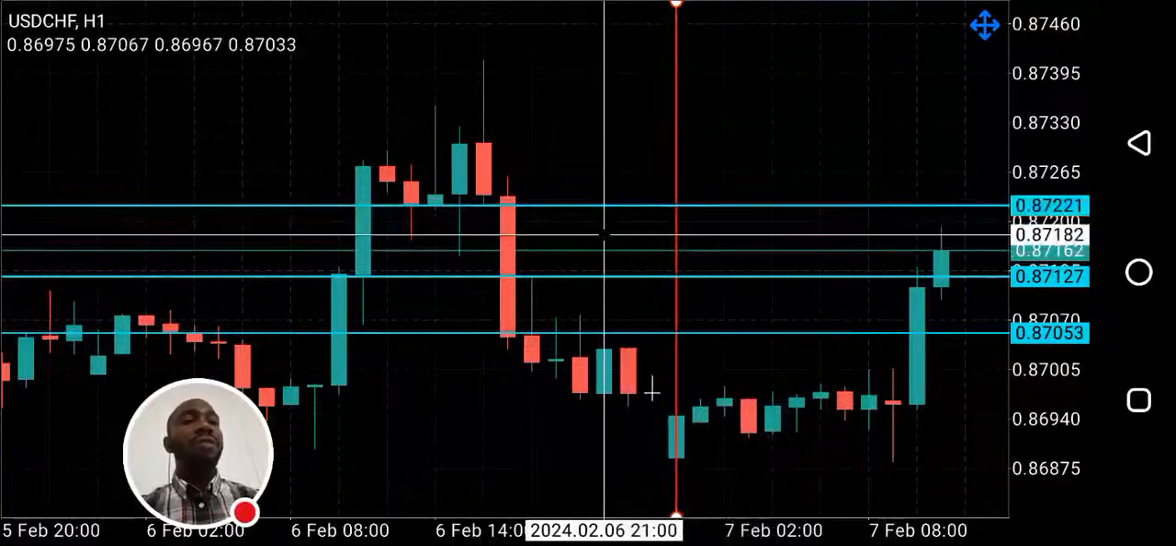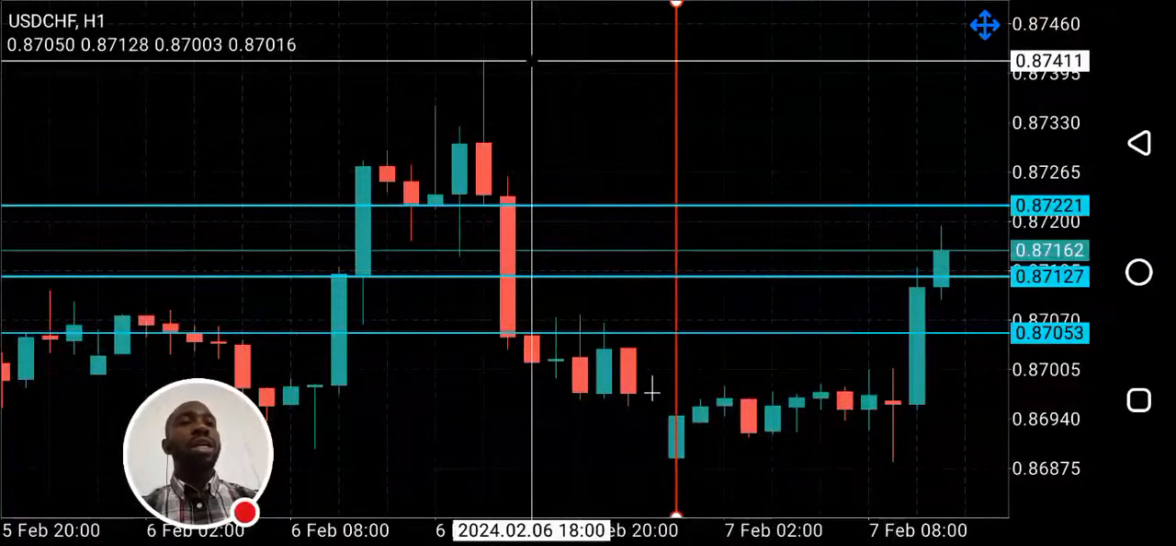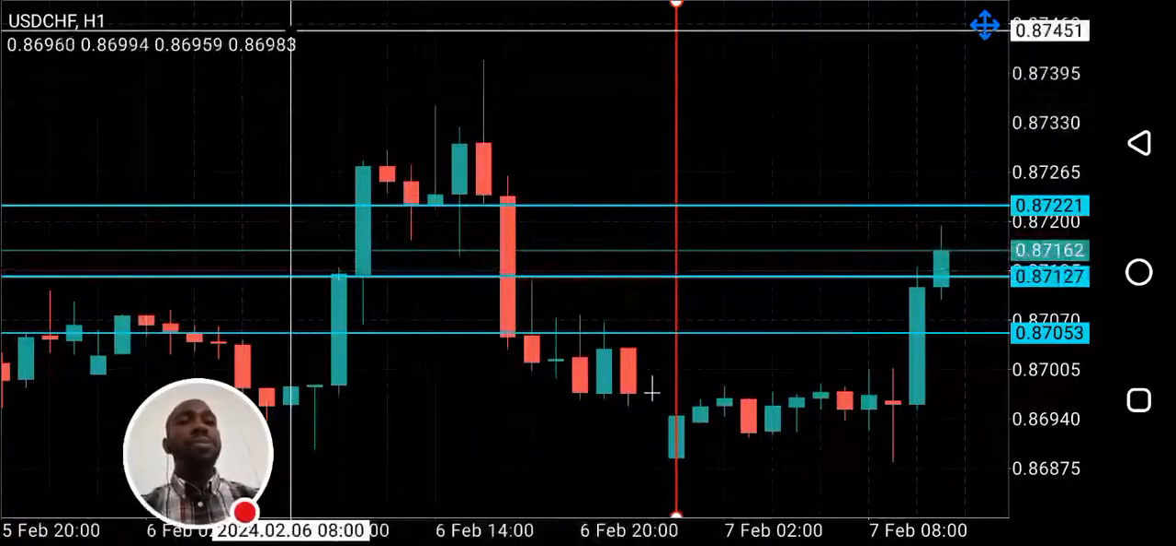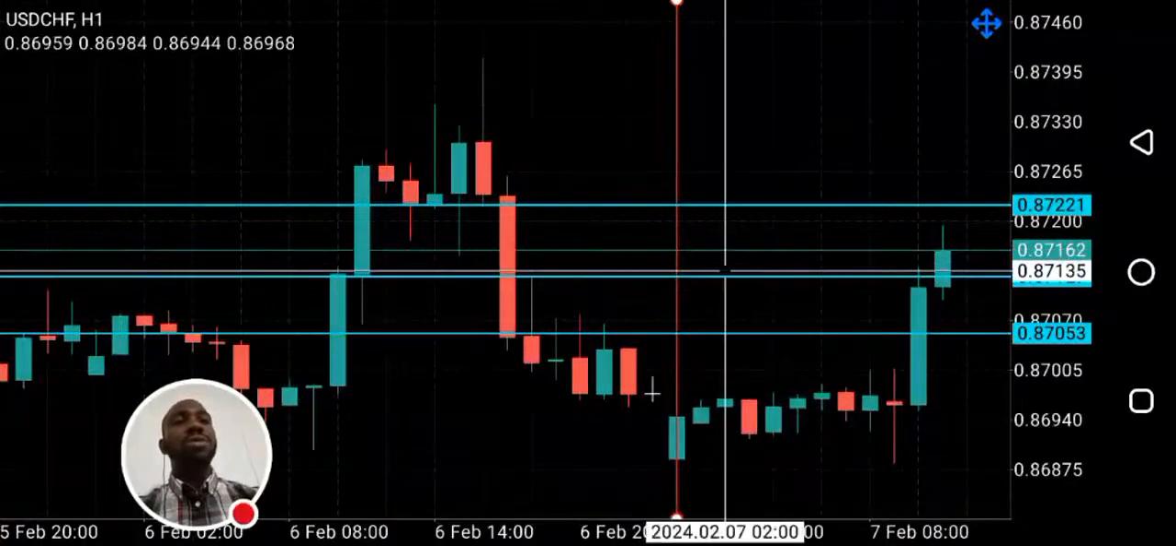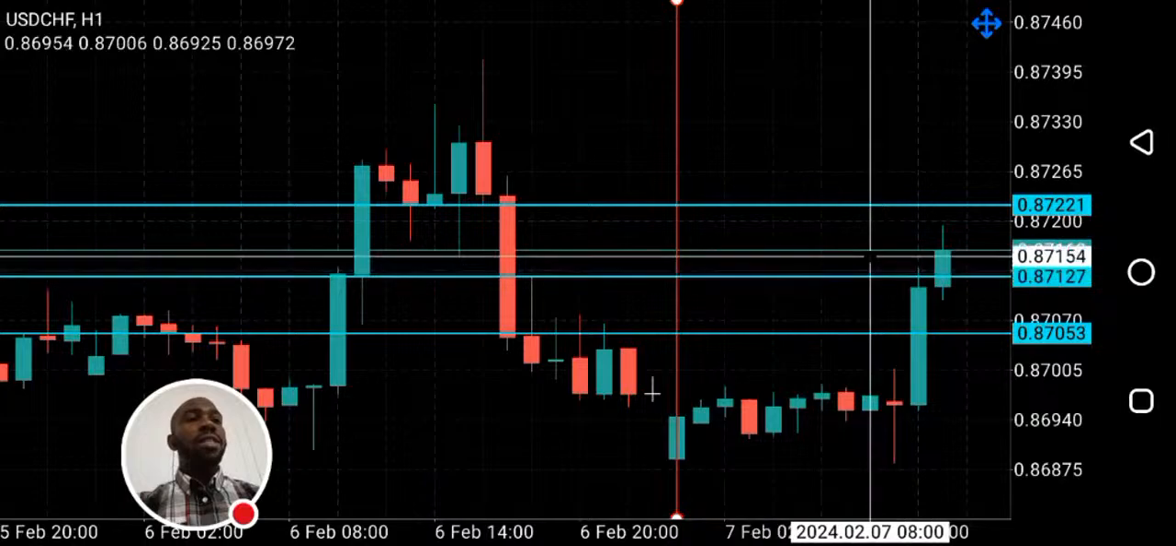And if you are selling from this zone, your stop loss should be at this level. I hope that is clear. Your stop loss should be the high of this candle. I hope that is clear.